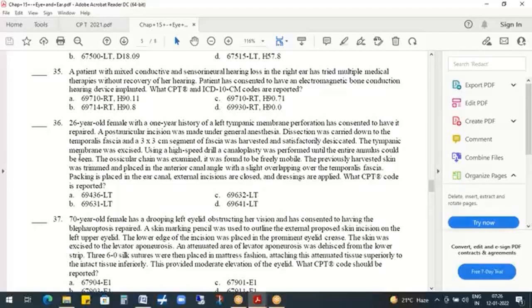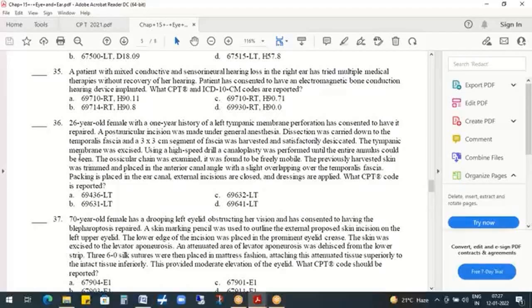A 26-year-old female with a 1 year history of left tympanic membrane perforation has consented to have it repaired. A post-auricular incision was made, dissection was carried out to the temporalis. The tympanic membrane was excised using a high-speed drill. A canaloplasty was performed until the wood could be seen. The ossicular chain was examined and found to be freely movable. The previously harvested skin was trimmed and placed. Slight elevating temporal fascia, nothing is done here. The ossicular chain is also good. Only tympanic membrane repair is performed.